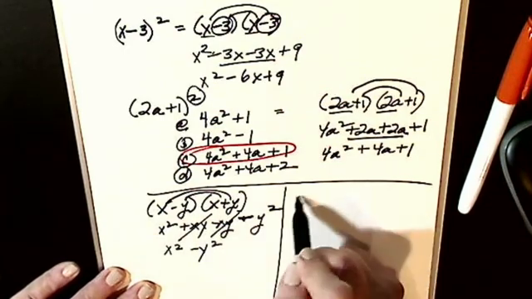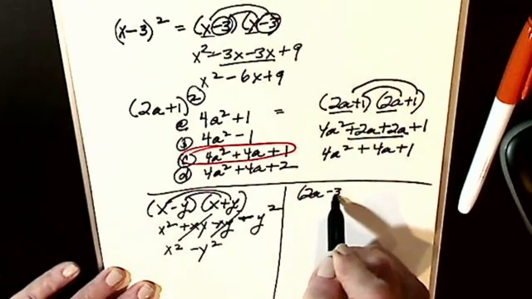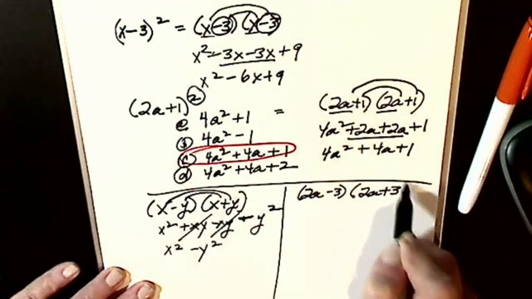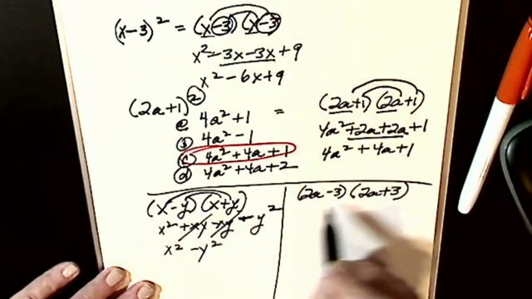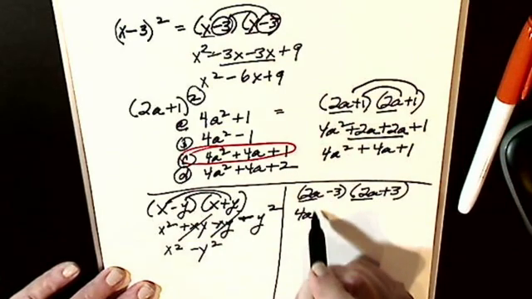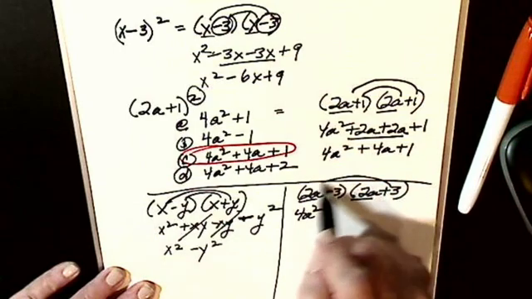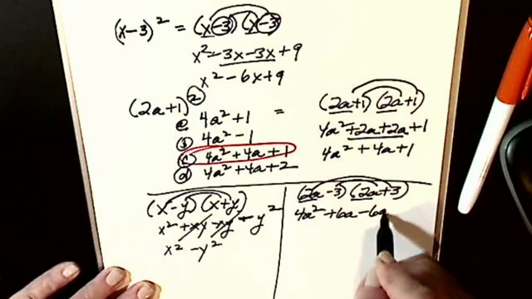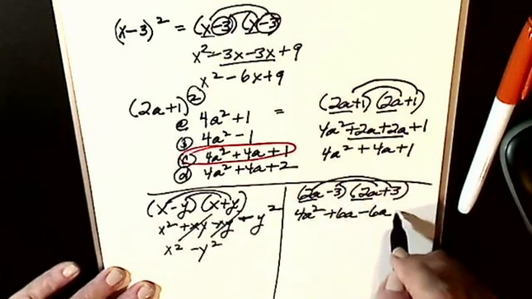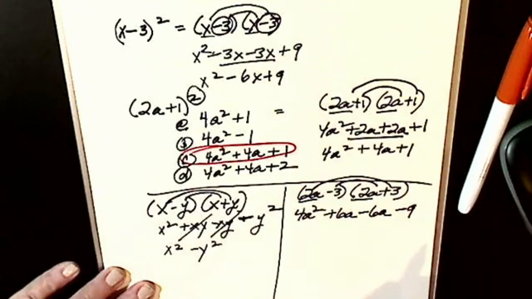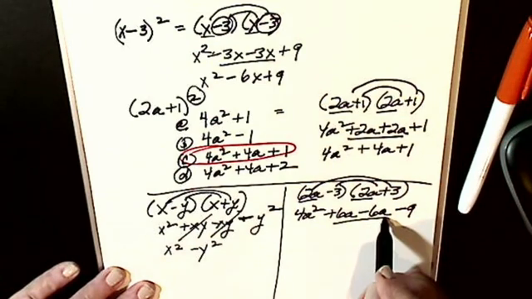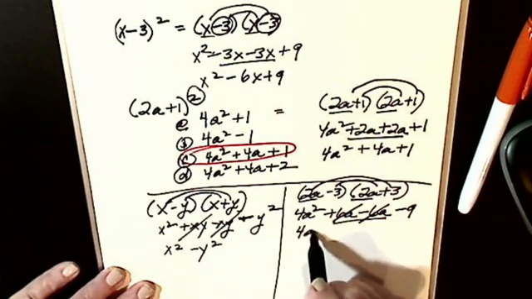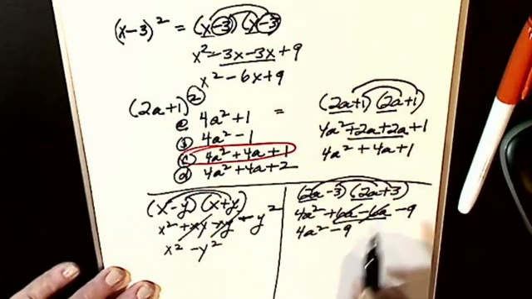Let's do another one. 2a minus 3 times 2a plus 3. I FOIL. 2a times 2a is 4a squared. I multiply my outers, plus 6a. I multiply my inners, minus 6a. I multiply my lasts, I get minus 9. Outers and inners combine. You can see that they combine to 0. So I'm left with 4a squared minus 9.